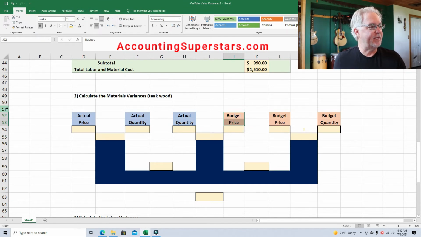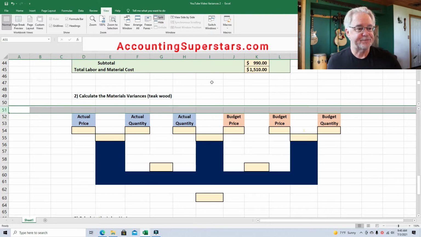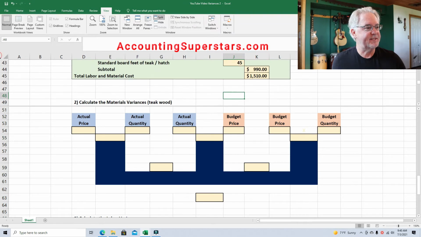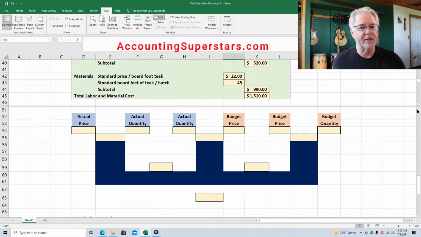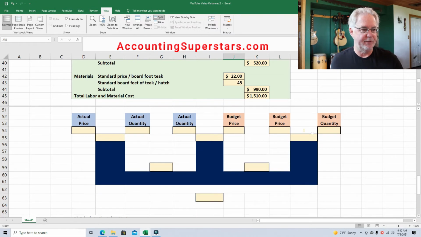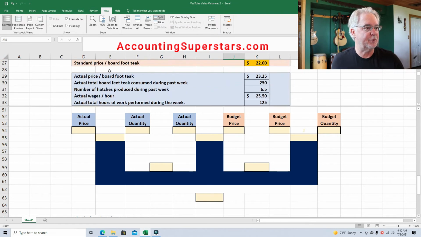I'm going to split the screen here so we can see what's going on up above. So view, split. So here we go. So let's figure out the actual price here. Now, what we're doing here is we're figuring out the materials variance. So we're focusing on the teak wood. So the actual price for the teak wood, let's go up here and find out what it is from the information. So the actual price per board foot of teak was $23.25.